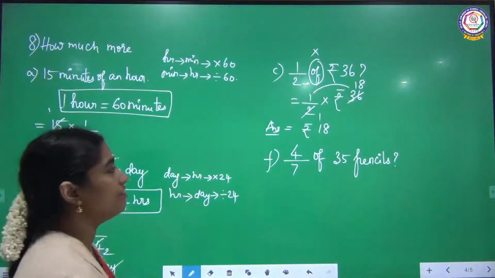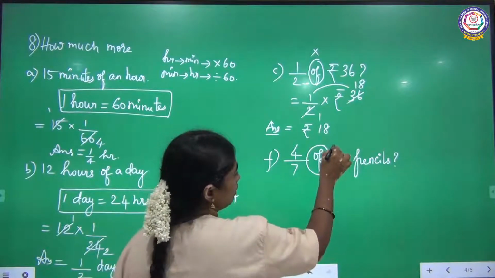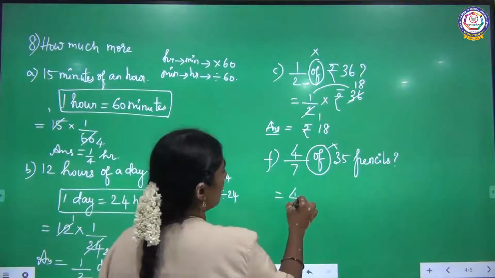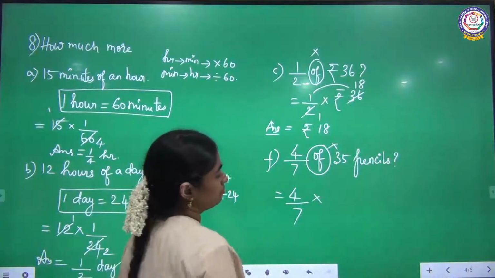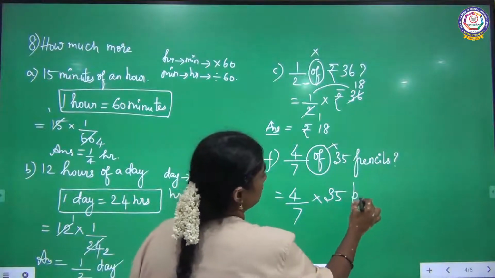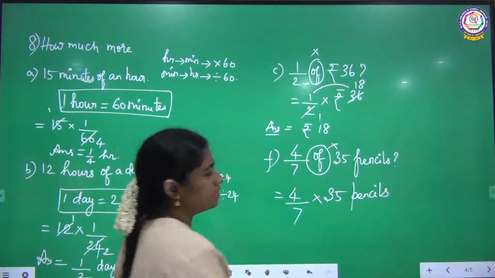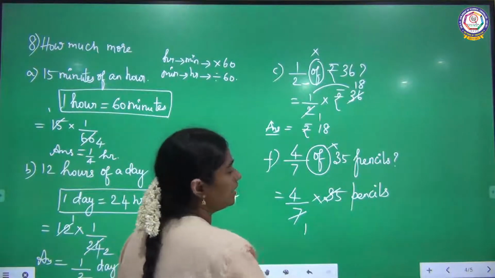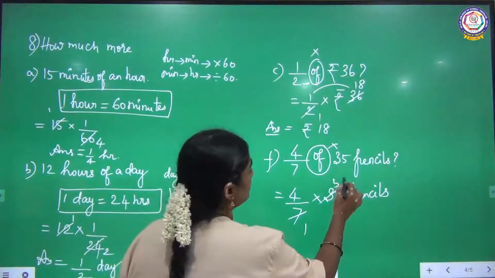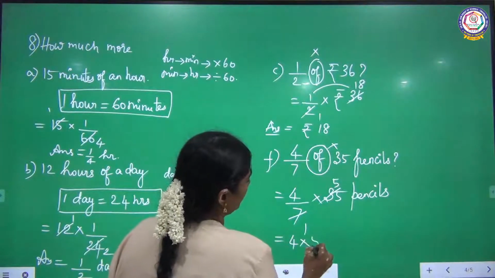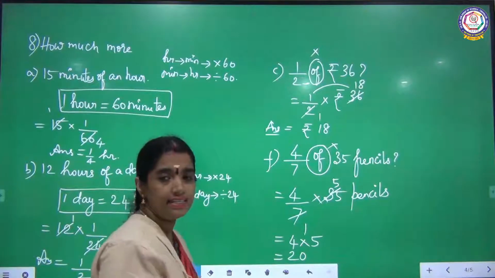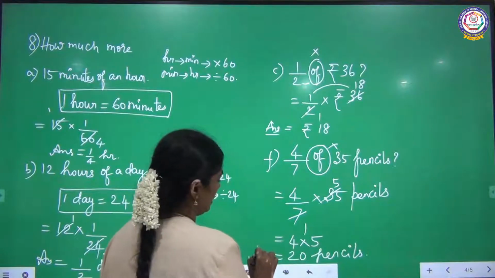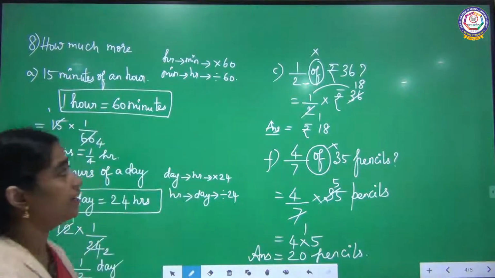Next, 4 by 7 of 35 pencils. Of means you are going to do what? Multiplication sign. So, 4 by 7 into 35 pencils. Listen. See, in the denominator I have 7 and in the numerator 35. So, 7 5s are 35. Next 4 into 5. So, the answer is 20 pencils. Can you clear this, children?